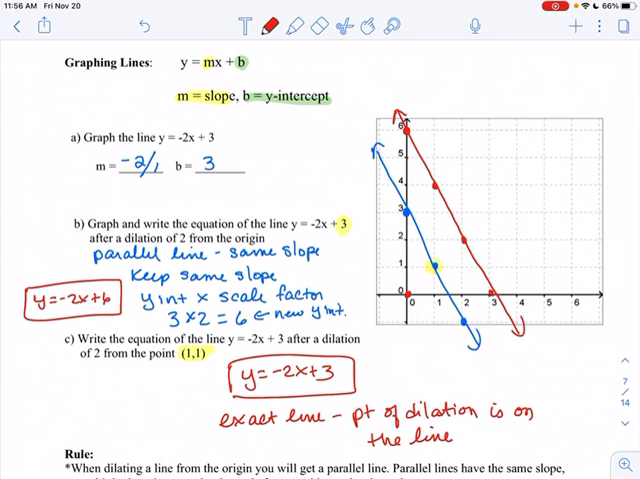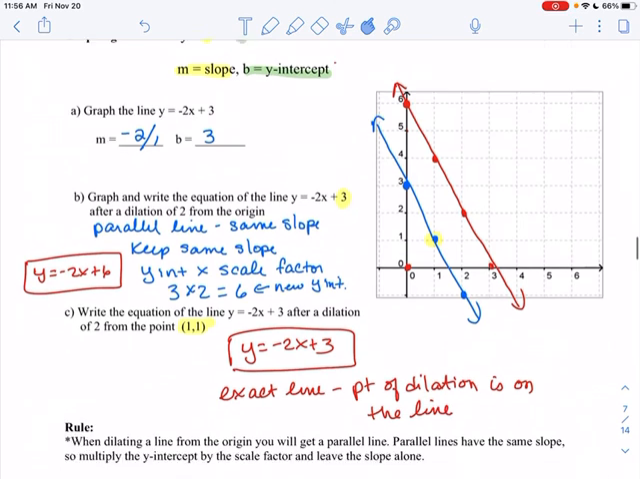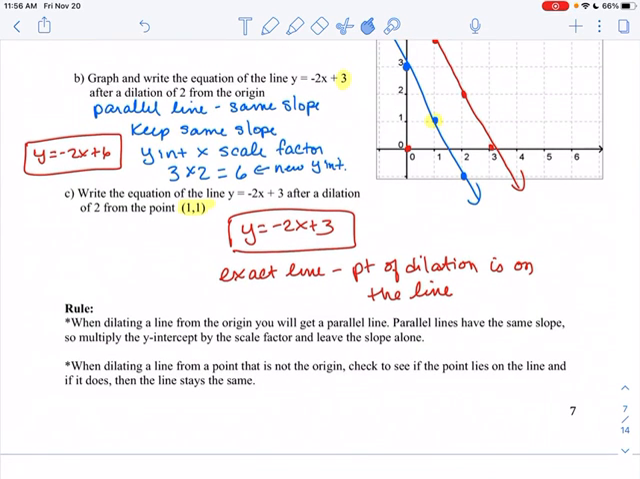So I have a little summary here for us. When you're dilating a line from the origin, you're going to get a parallel line. Parallel lines have the same slope. Multiply the y-intercept by the scale factor and leave the slope alone. That's the first situation. Second situation, when dilating a line from a point that's not the origin, okay, that point is always going to be on the line. We're supposed to check to see if the point lies on the line, but it always will be. And if it does, then the line stays the same.